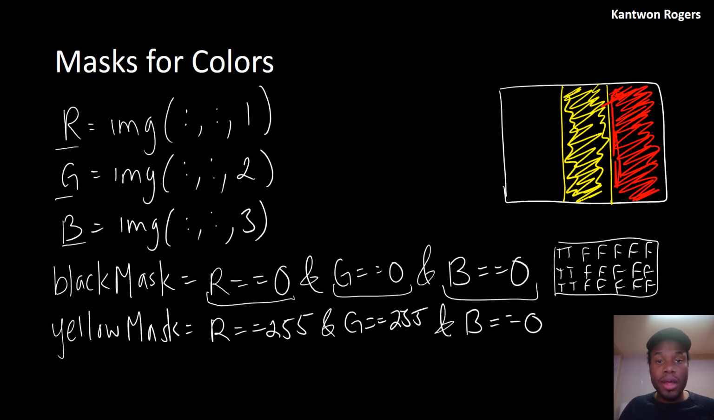So through separating our image into multiple layers and then using logical operators, we can create these masks that find out where specific colors are in our image. And then we'll talk about in future examples how we can use these masks in order to do cool things.